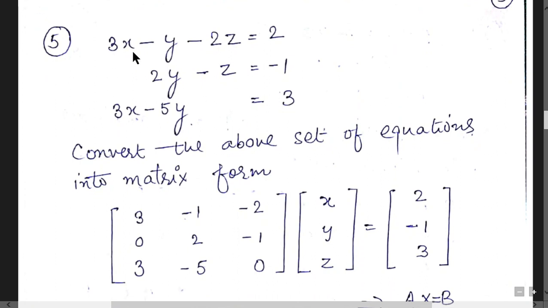Question number 5. 3x minus y minus 2z is equal to 2. Here x is not there, it means you can write 0. 3, minus 1, minus 2. These are the coefficients of x, y, z, is equal to 2 here. Then 0, 2 and minus 1. And 3, 5 and 0 because z is not here, is equal to 3.